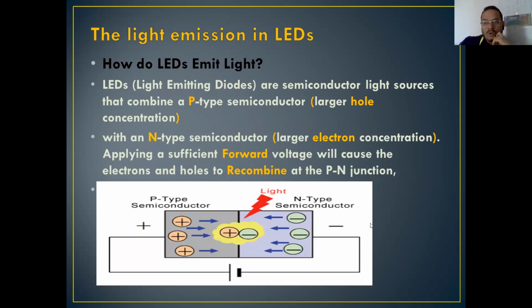Applying a sufficient forward voltage, we have no way of dealing with reverse bias here because we don't have any chance to generate any light with reverse bias. Just the forward voltage will push the electrons and holes, and this will lead them to recombine at the active region. By this energy, we can generate LED light.